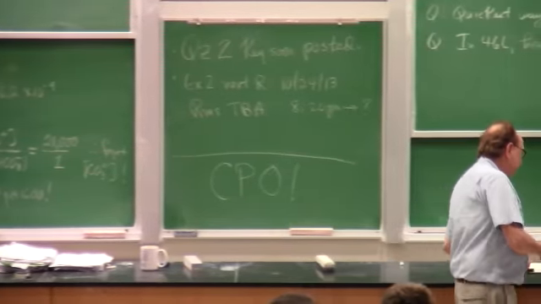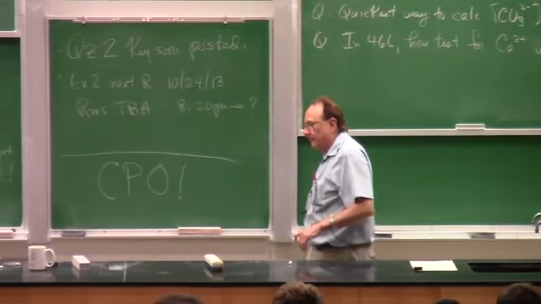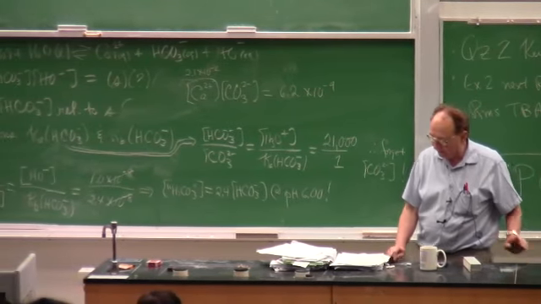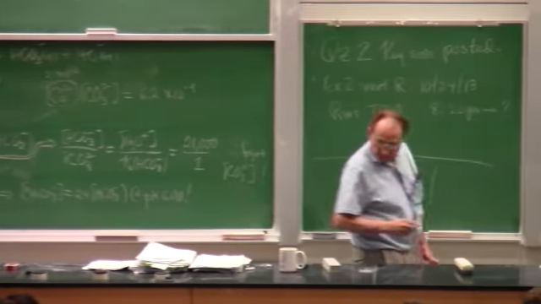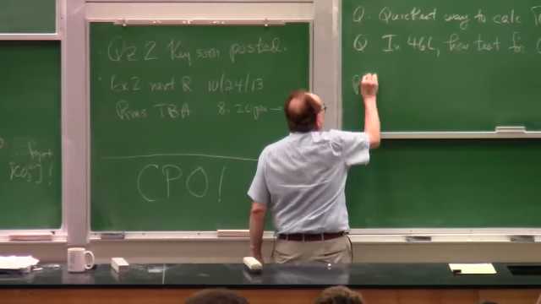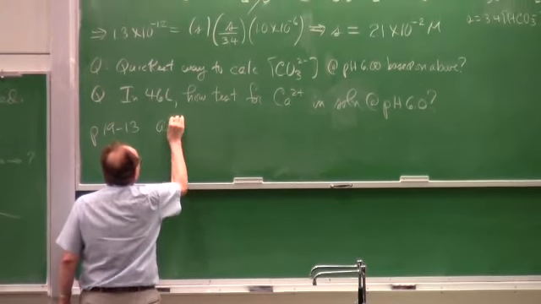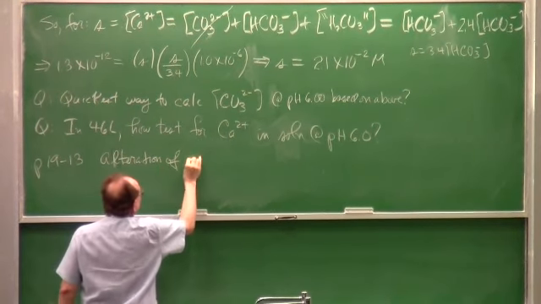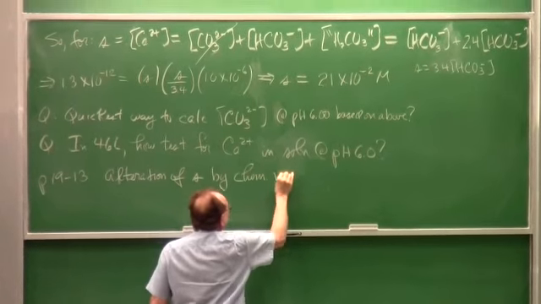Okay, and now we go to the final issue raised in chapter 19, which is really just a takeoff on stuff we've already been doing. If you will, take a look at page 1913 in the notes. I'll write this down: alteration of S by chemical methods.